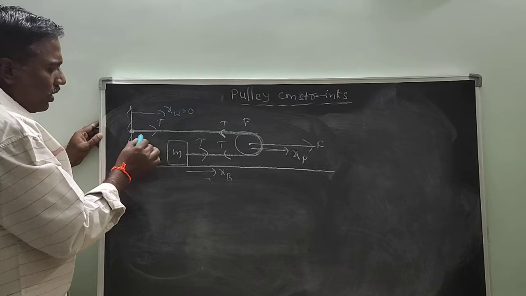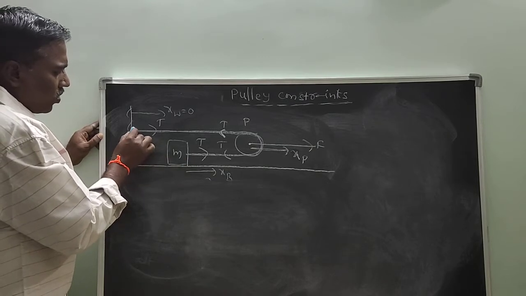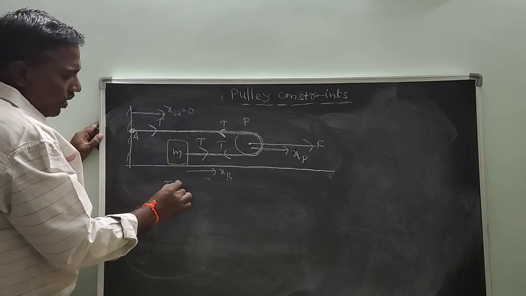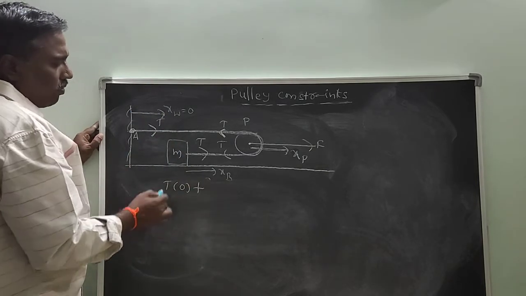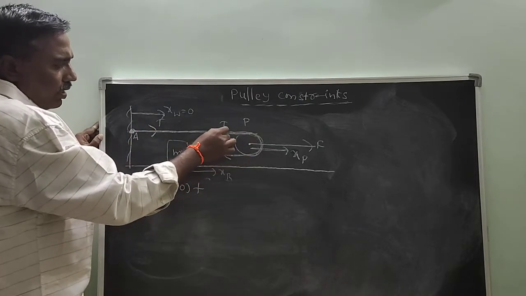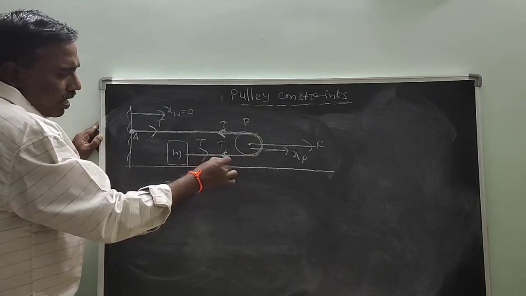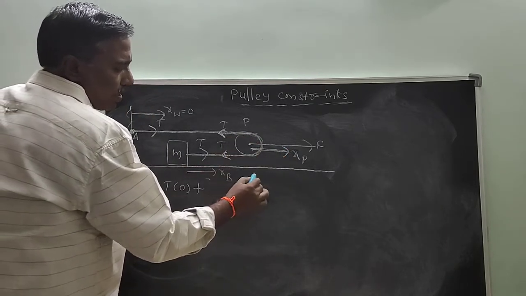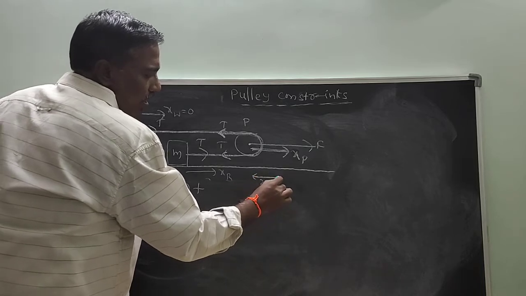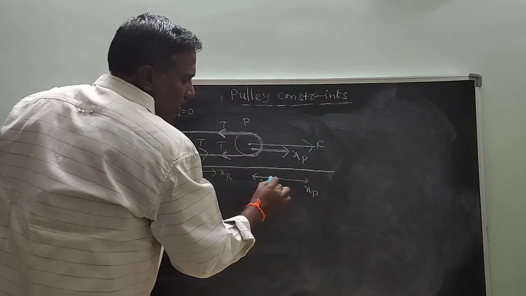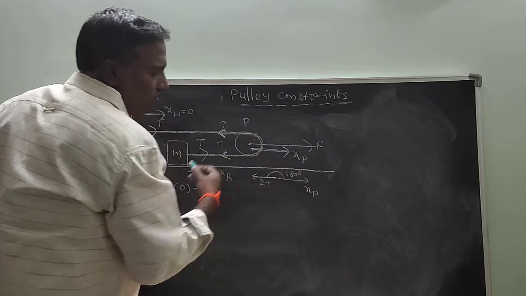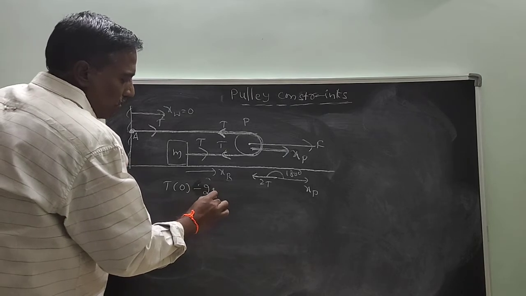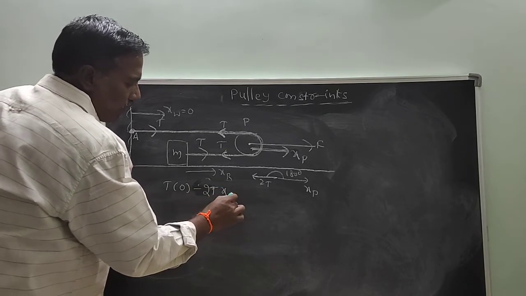Here from this point A, tension is in this direction but displacement is 0. T into 0 plus work done. Here tension is acting in this direction. This tension is also acting in this direction, but displacement is in the opposite direction. So 2T is in this direction, displacement is in the backward direction. So this angle is 180, work done is negative. So this is minus 2T into XP.